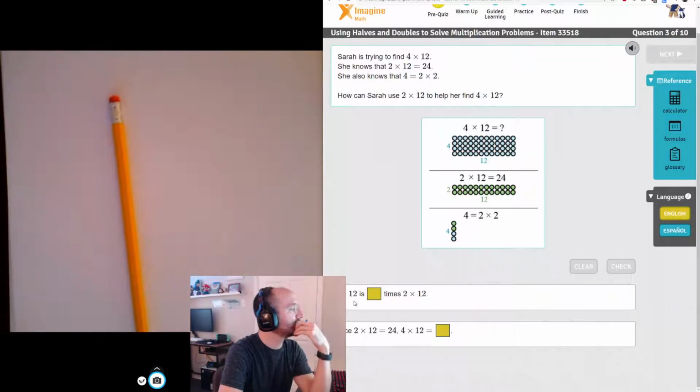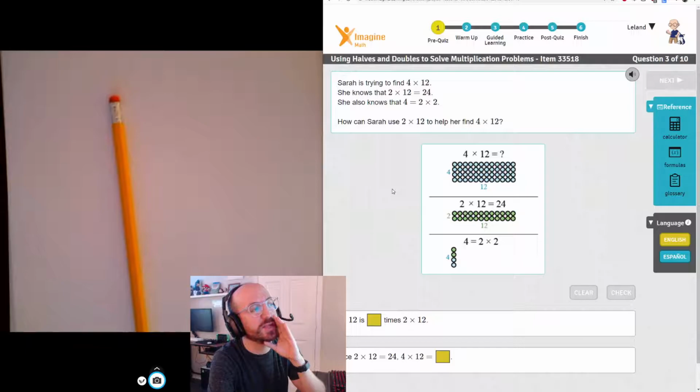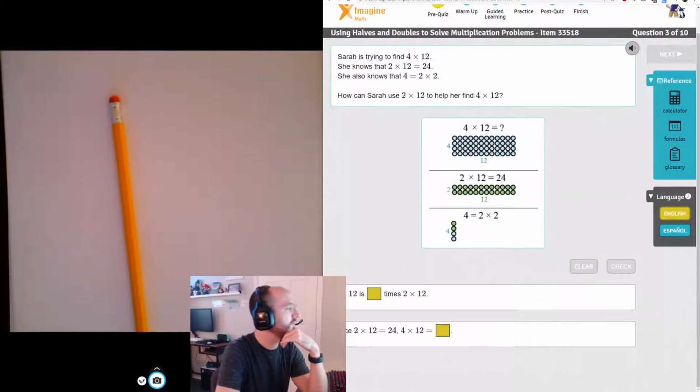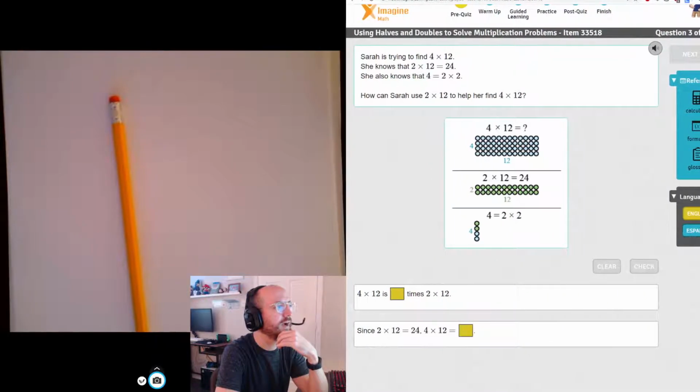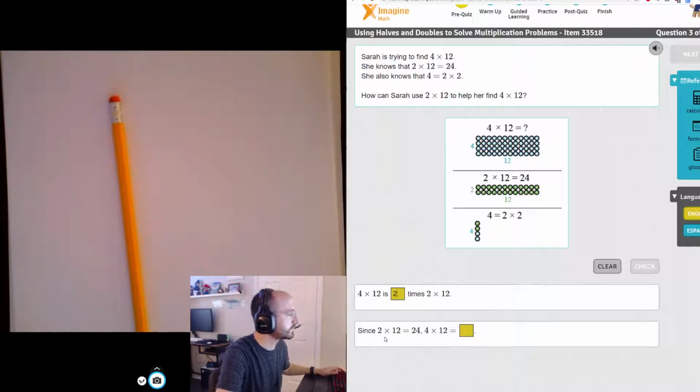4 times 12, all of this is doubles. That means it'd be times 2. Oh, you can't see that. Let me move it back over a little bit and hide my avatar. Perfect. 2 times 12 is 24. So 4 times 12 is blank. Well, I love that. So 2 times 12 is 24, and all we've got to do, here's the picture of it, is double that.